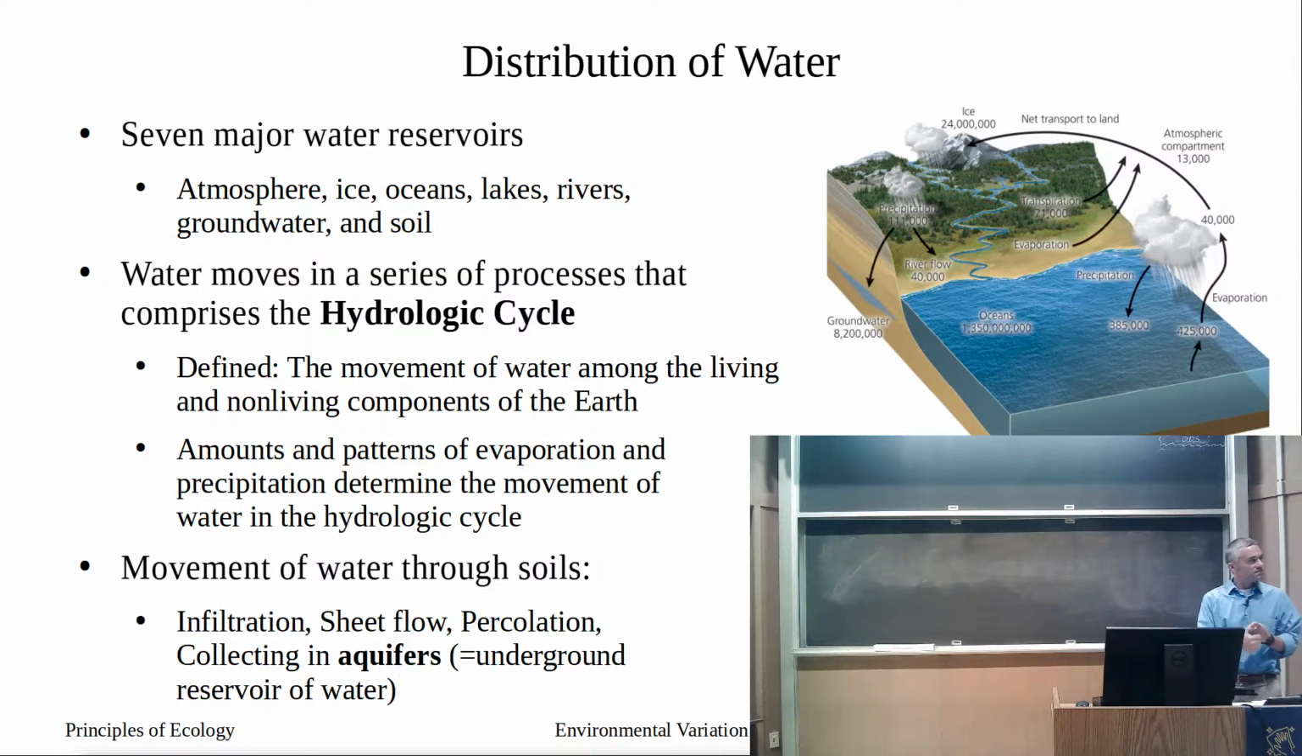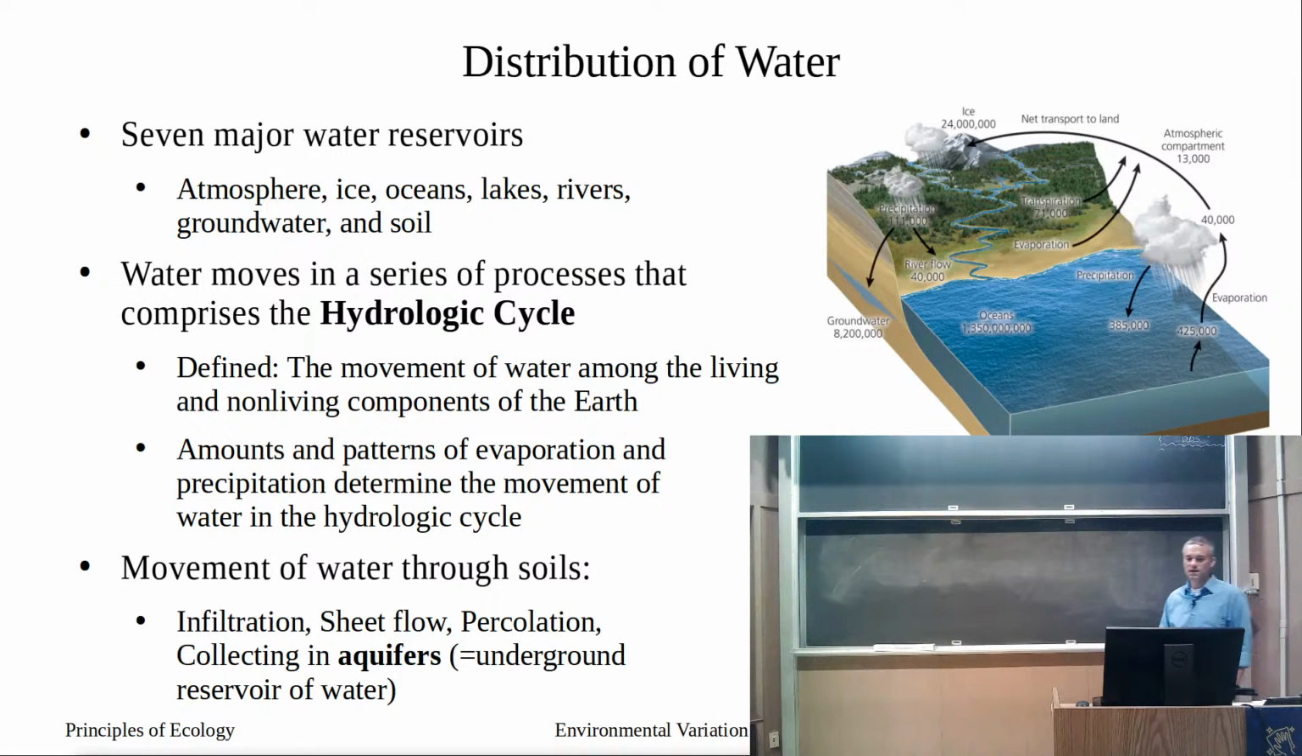We have ice, so frozen water. We have water in the oceans. We have water in the lakes and rivers and groundwater. And lastly, we have water that is in the soils themselves and hasn't percolated down into the groundwater, or hasn't evaporated, and so forth. Water is going to move between all of these different reservoirs. How they move is described by the hydrologic cycle, the water cycle.